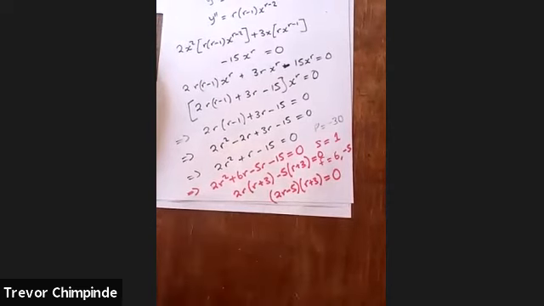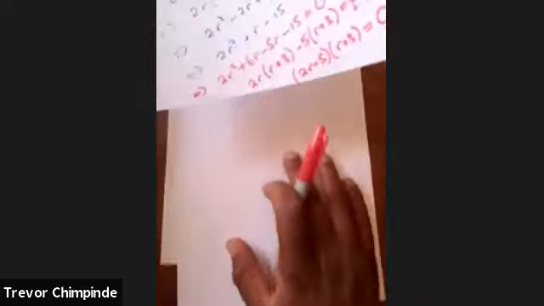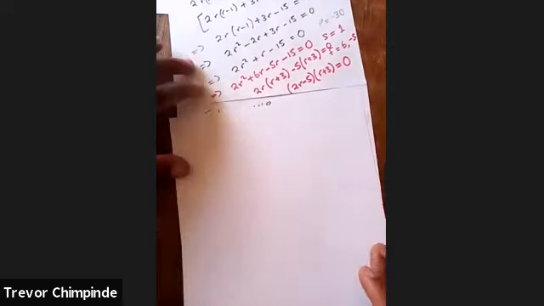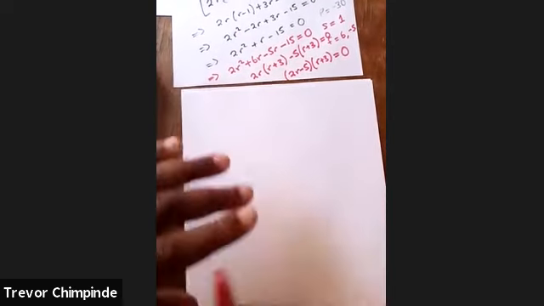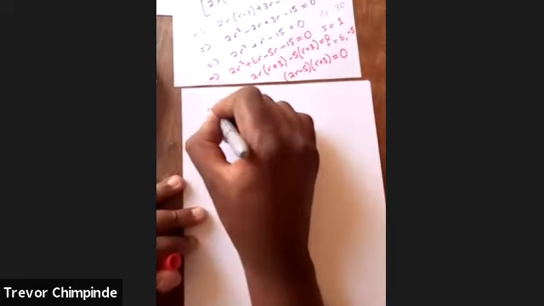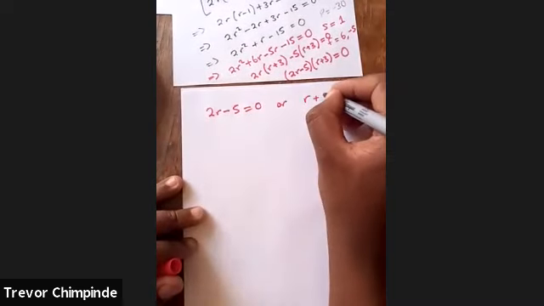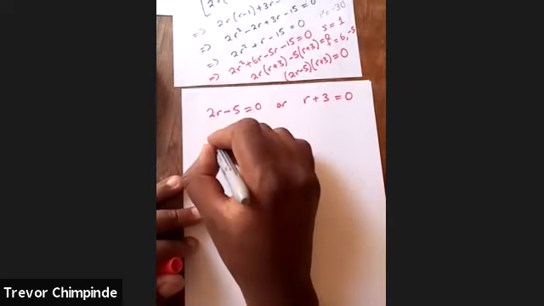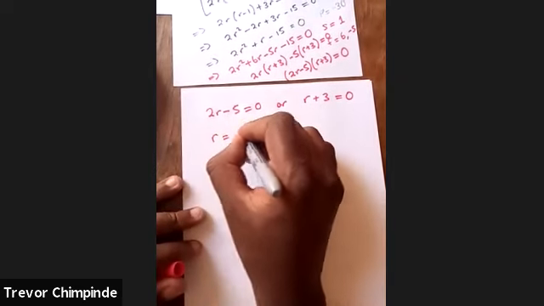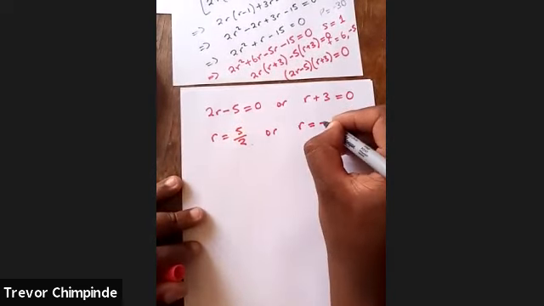But we're just solving the quadratic here. Solving the quadratic, we factorize, we get this. And once we have that, we can equate the individual factors to 0. So 2r minus 5 is equal to 0, or r plus 3 is equal to 0. Solving this, you get r is equal to 5 over 2, or r is equal to negative 3.